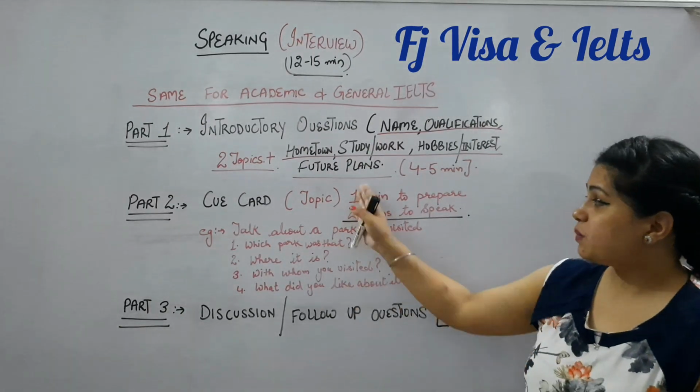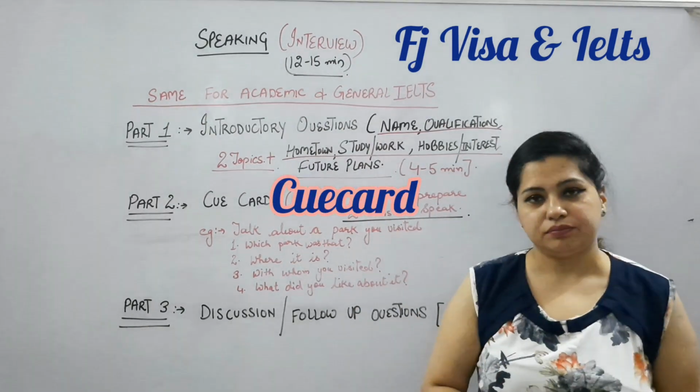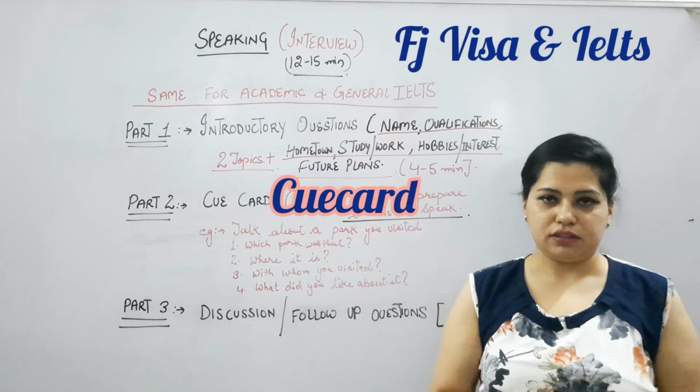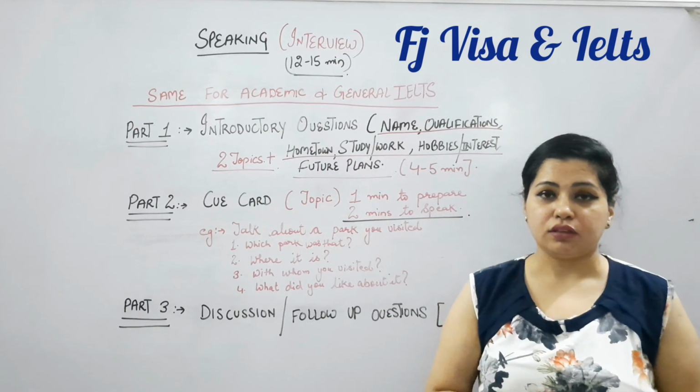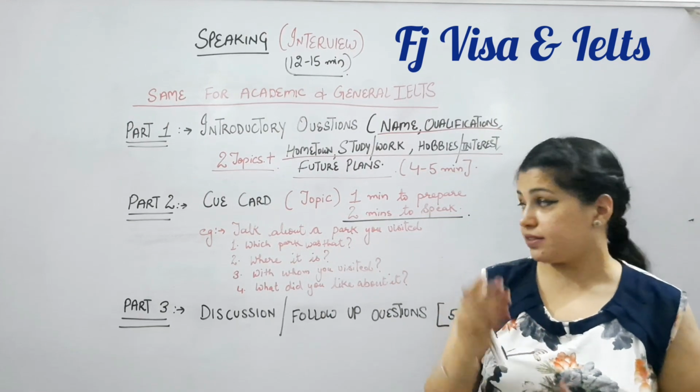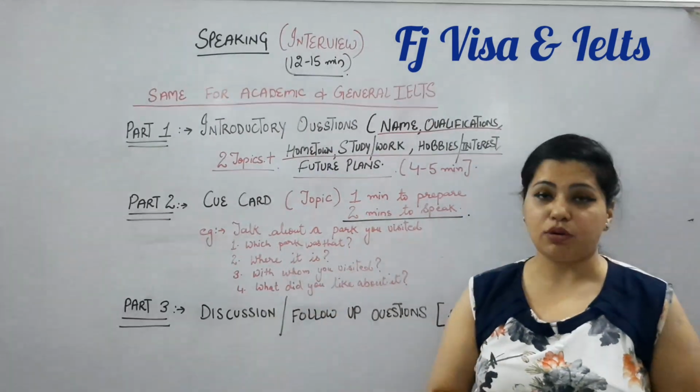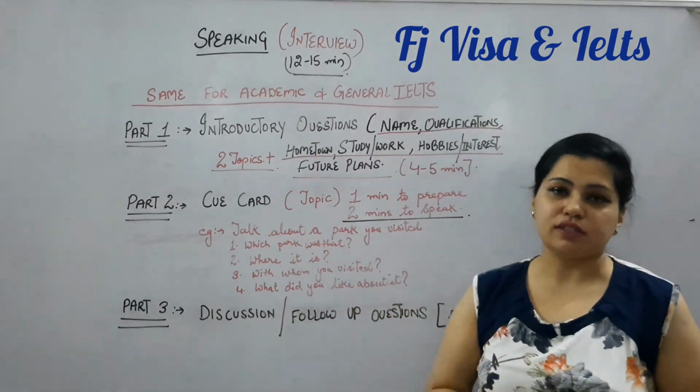Now, the next part is the cue card. So this is basically a topic. A topic will be given to you on a paper. The question will be written. For example, here I have given an example also: talk about the park you visited.